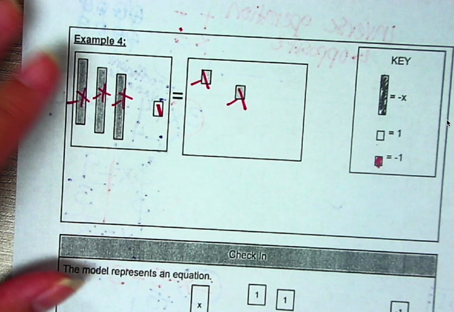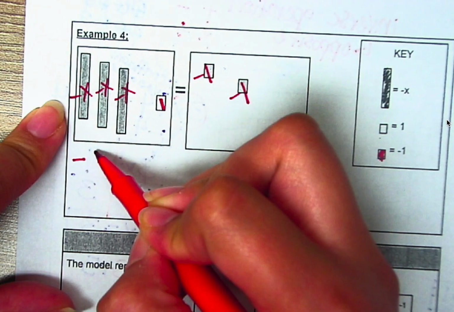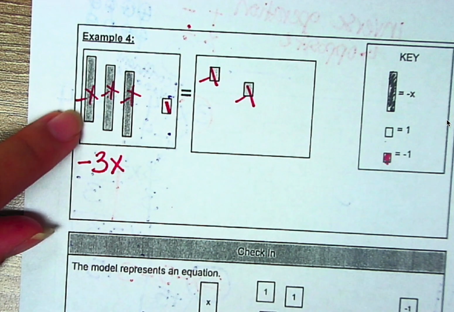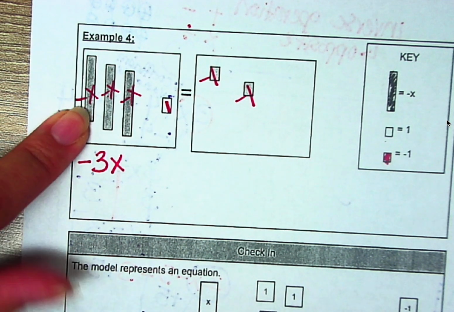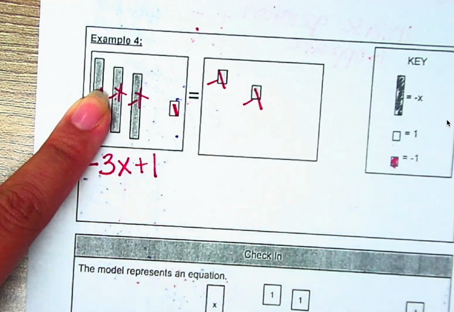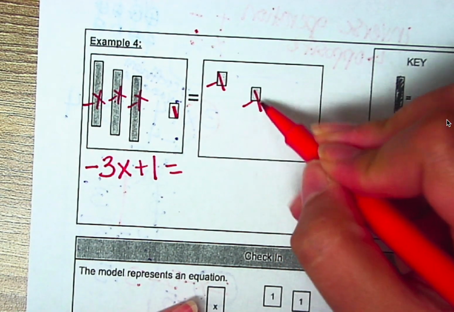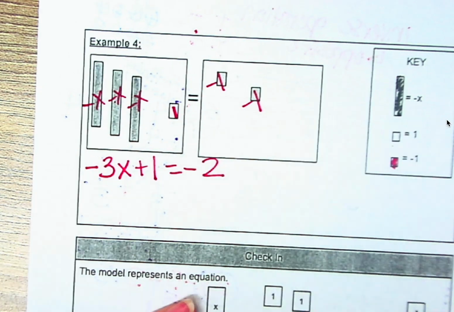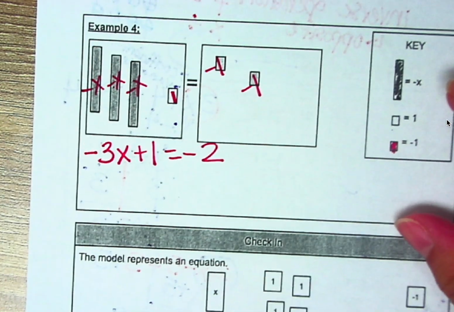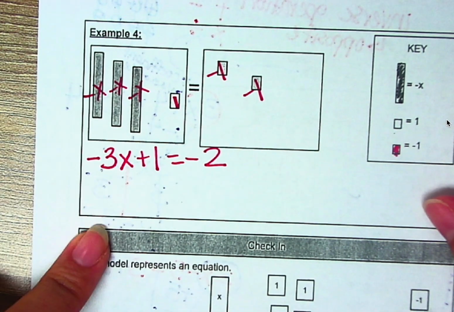So now we can write our equation from this. So we count our x's, 1, 2, 3, they're negative 3x. Negative 3x. Okay, there's a negative sign in front of that x. So we have 1, positive 1, our equal sign. And we have 1, 2, we have negative 2. Okay, let's do this one together really quick.